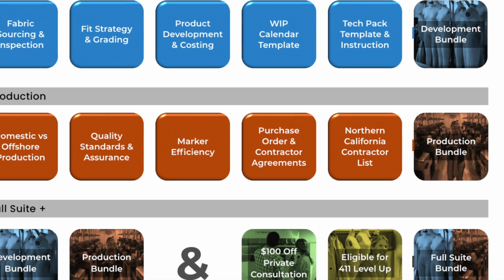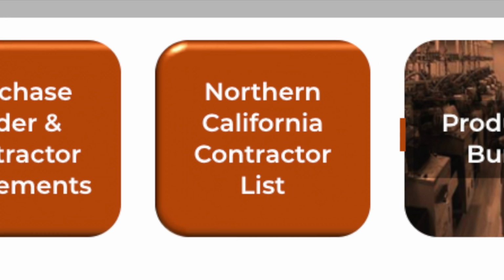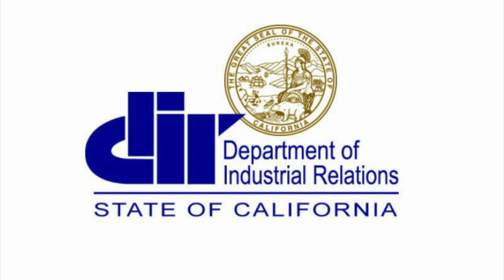And finally, Production Step 5, the Northern California contractor list. If you're looking for a sewing factory in the Bay Area and Northern California, they're hard to find. This is a pre-vetted list of about 50 contractors with the legally required California garment registration.